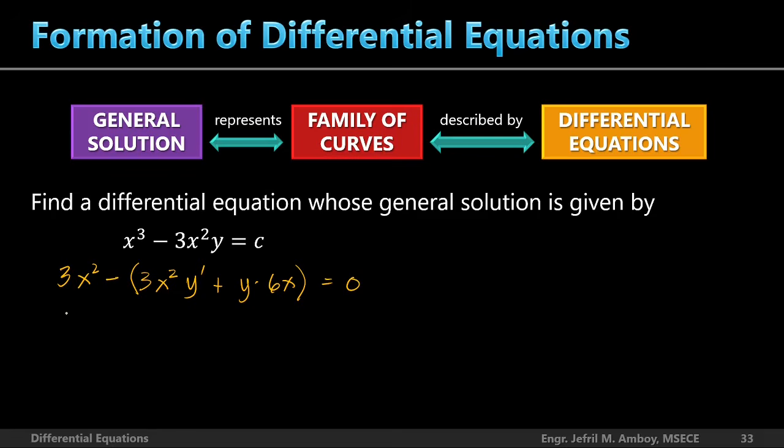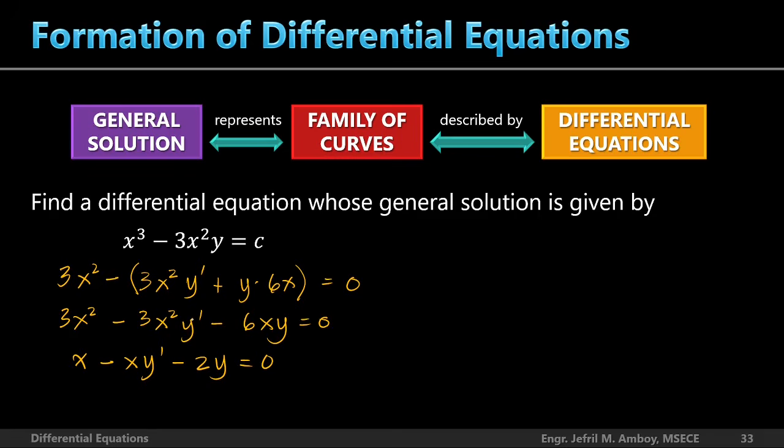Okay? So we now write this as 3x squared minus 3x squared y prime, and then minus 6xy equals 0. So if it's possible to simplify the expression first, then simplify it. So do we have a common factor here which we can cancel? Okay, so as we can see here, 3x is a common factor. So if we divide the entire equation by 3x, we will be left with x minus x y prime, and then minus 2y equals 0.